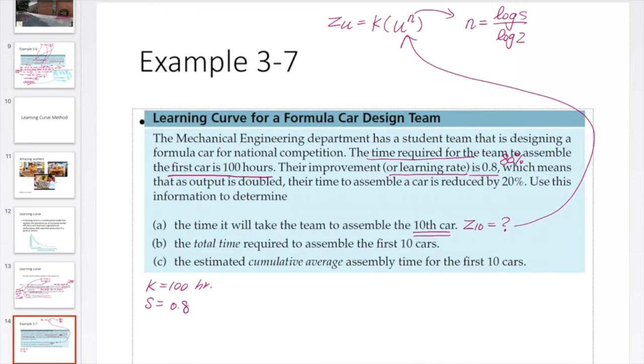From this one single equation, you're not going to get the total time cost directly, but you can calculate Z1, Z2, Z3, until you get Z10, and sum all of this up together. That's the total time cost for all the 10 cars. And question C is to estimate the cumulative average assembly cost for the first 10 cars, which means you add up all the time costs and divide by 10. That's the average cost. Now let's see how to calculate this.